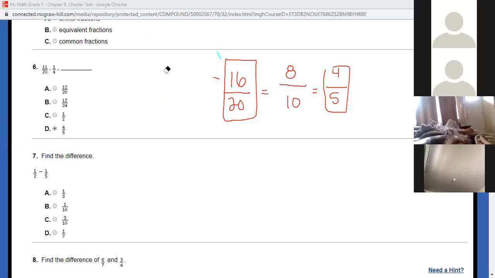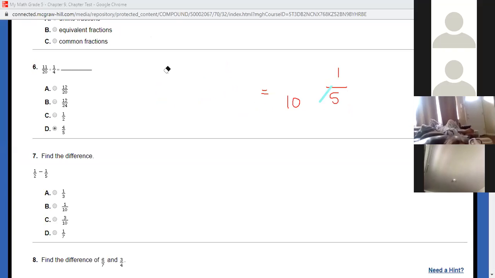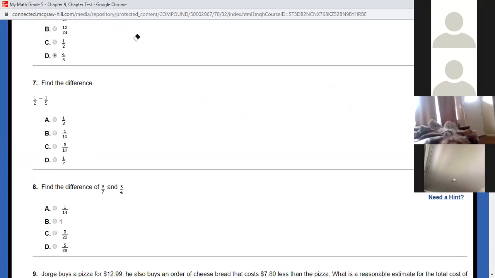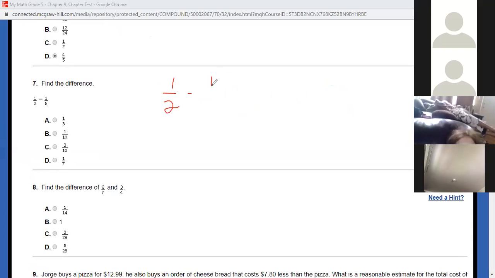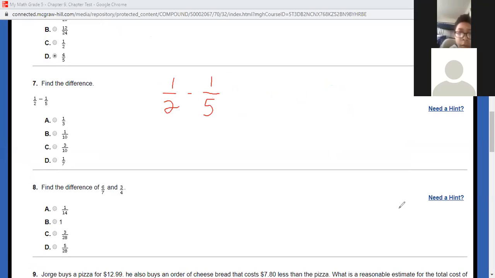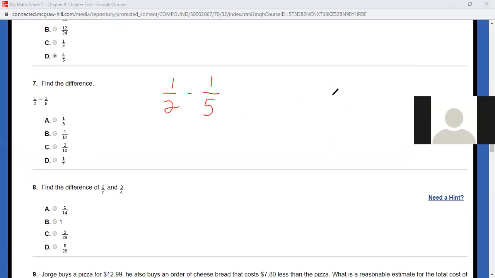All right, so I can erase this. Good job, Anwar. Thank you for all your help. I'm going to go ahead and move on to the next one. All right, guys, we are finding the difference. We are subtracting. And again, the denominators are not the same, so we will have to do that first. So I need to figure out who is willing to help me do that.